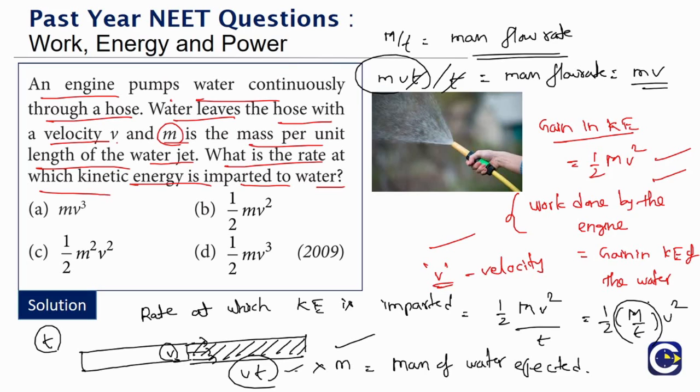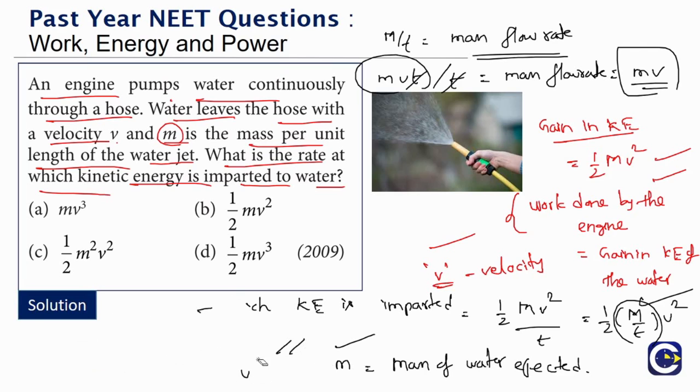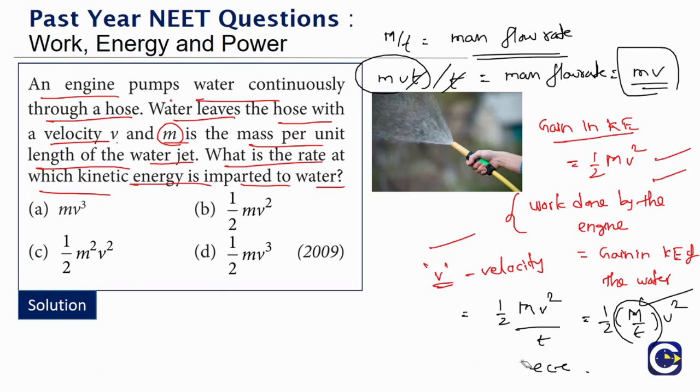Now in place of this capital M by T, what are we going to substitute here? Small m into V. That's it. We got the answer. So what is the rate at which the kinetic energy is imparted to the water jet? It is half into capital M by T, which means the mass flow rate, right? That is nothing but small m into V. So half into small m into V into another V square. What is it? Half into small m into V cube. It's a very standard formula.